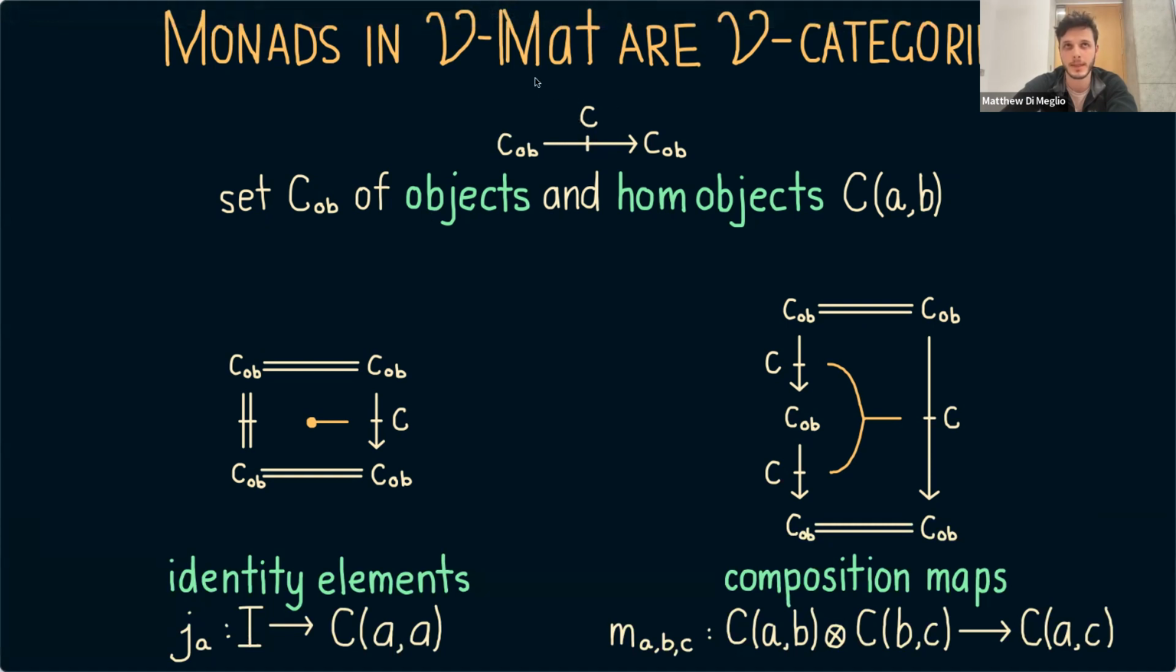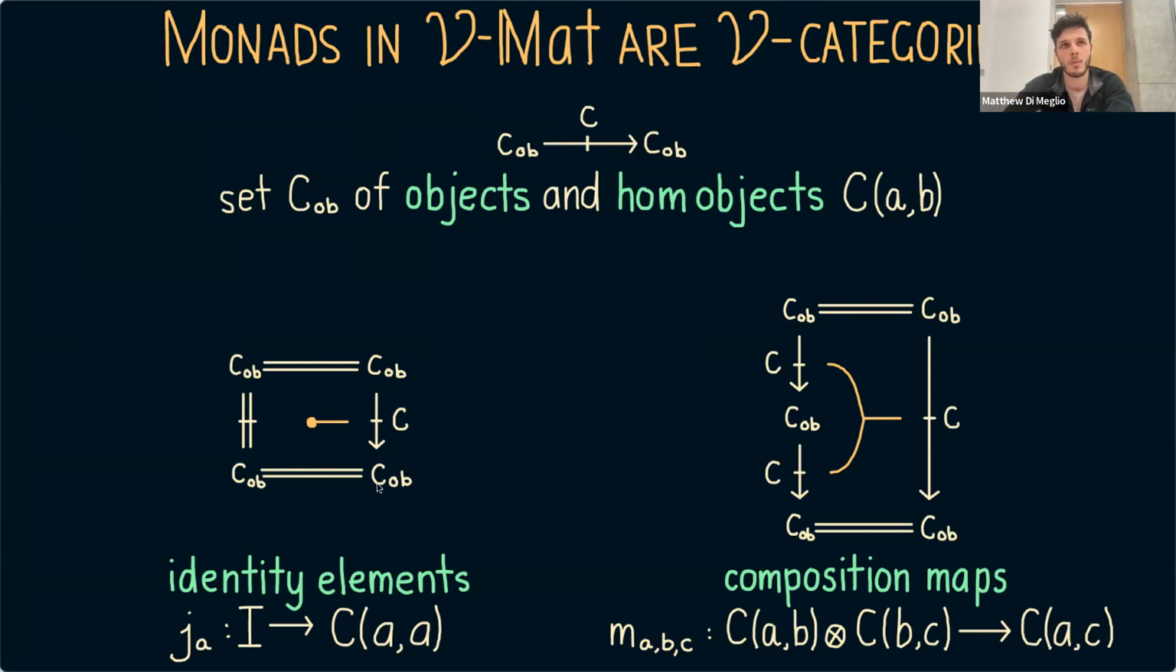So a pro-arrow in VMAT is a matrix of objects of V. So for every pair of elements of the set C-ob, so for each A and B that are objects of this V category that I'm defining, I have this Hom object, CAB, which is an object of the monoidal category V. And then we have this unit cell here, which is a matrix of morphisms from the identity matrix on C-ob to the matrix of Hom objects.